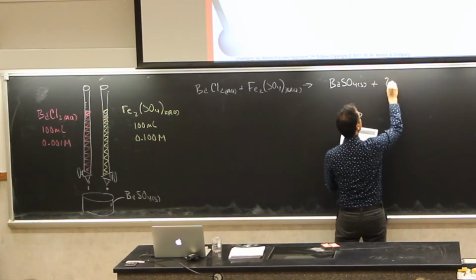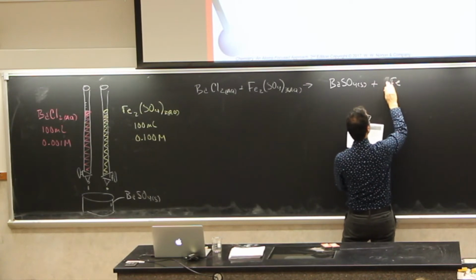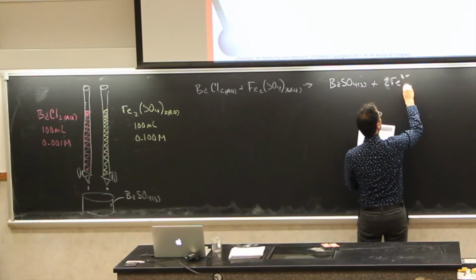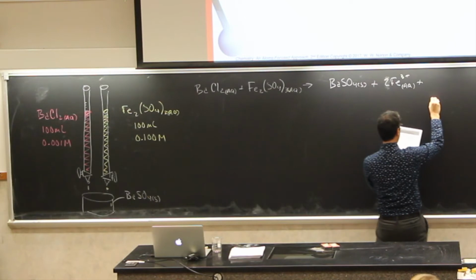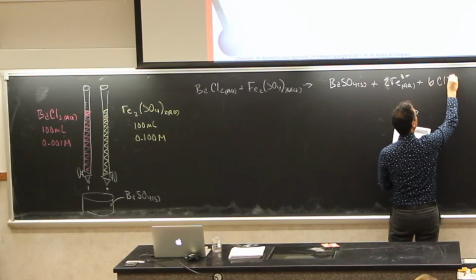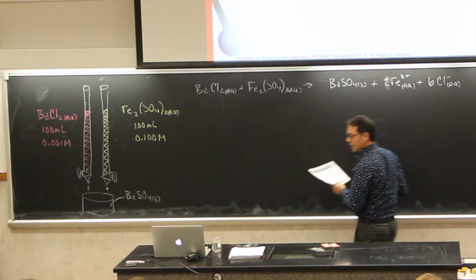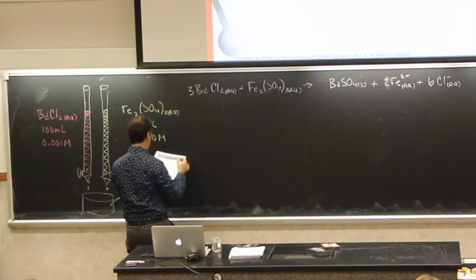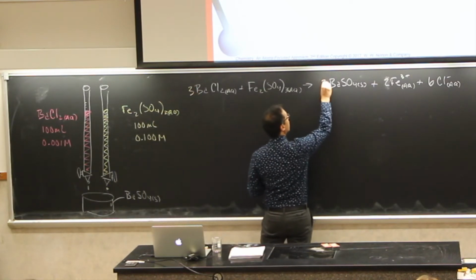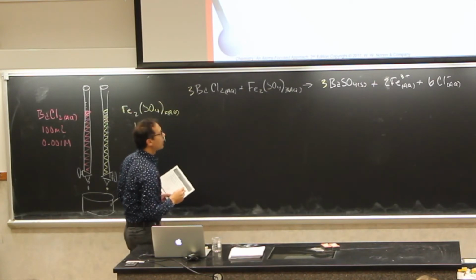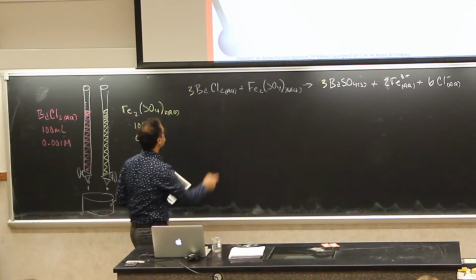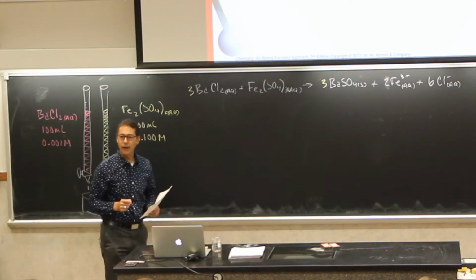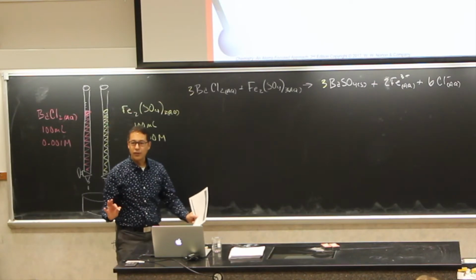So it would be 2Fe3+ aqueous and 6Cl- aqueous. And with some balancing here, I may have to put a 3 here and a 3 there. It's balancing this one out, I think. I think that comes out to 6 chlorines and 6, and okay, that looks pretty good. Any questions so far?